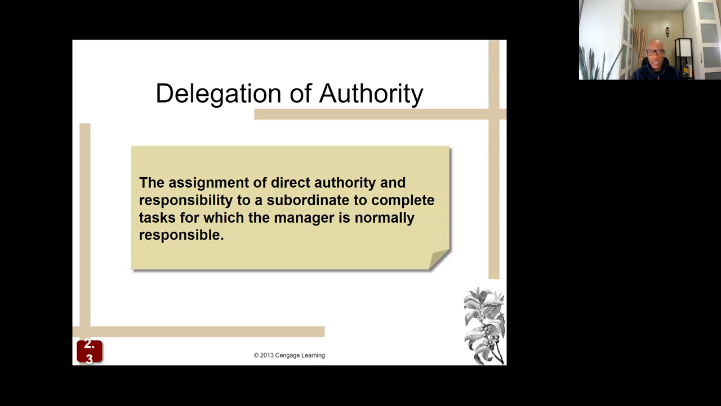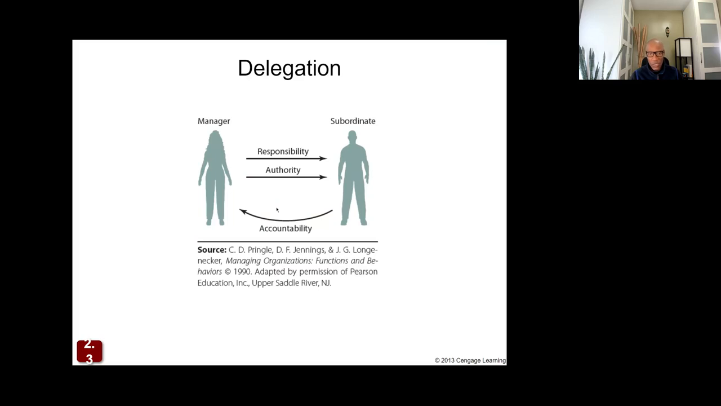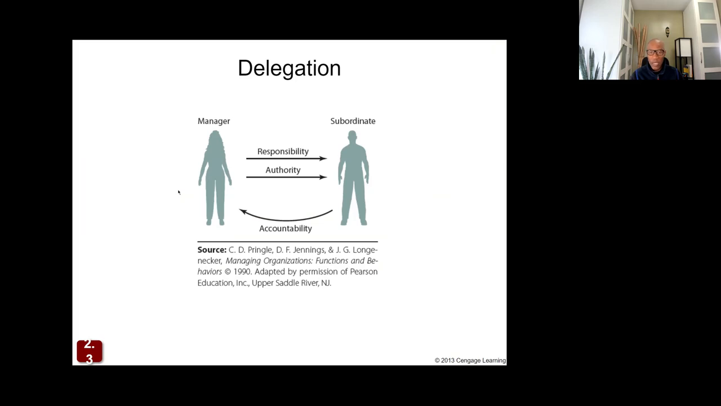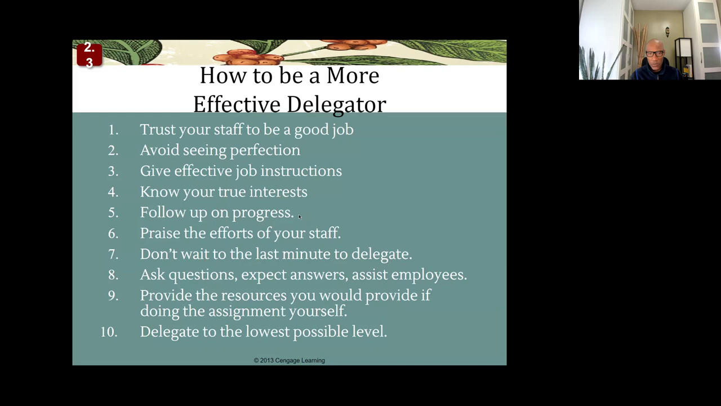So delegation of authority, this is where you think about, okay, I'm assigning certain tasks, and you might see it in the images. Picture speaks 1,000 words. So you will see manager delegating responsibility, delegating authority, but the accountability stays with the manager. So basically, if you look at the words, that's what this is saying right here: the assignment of direct authority, but the responsibility stays. But in the end, the accountability stays with the manager. So you can delegate the responsibility, you can delegate the authority, but the accountability stays with the manager.